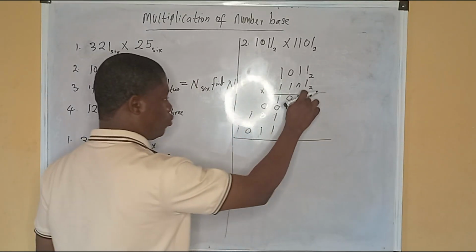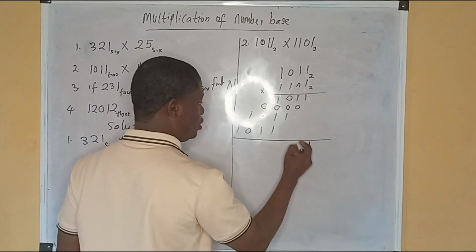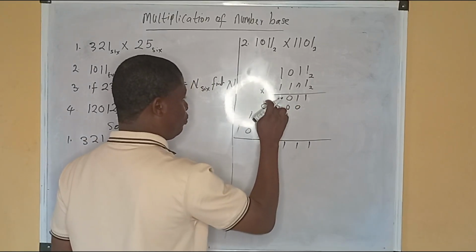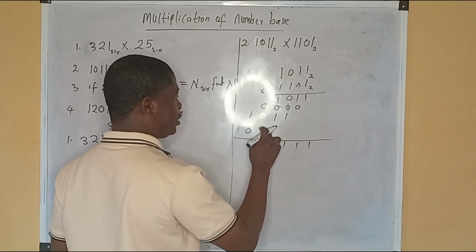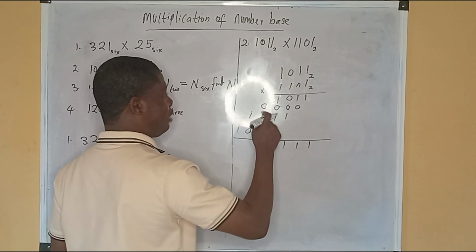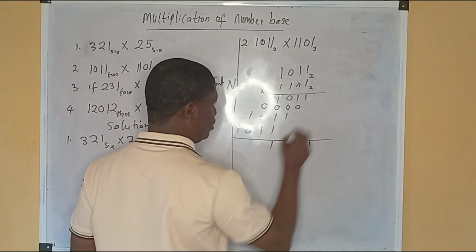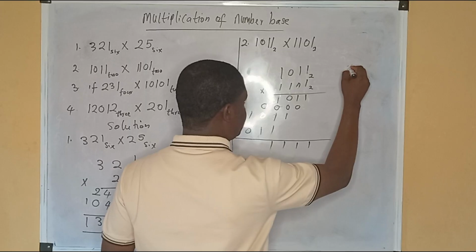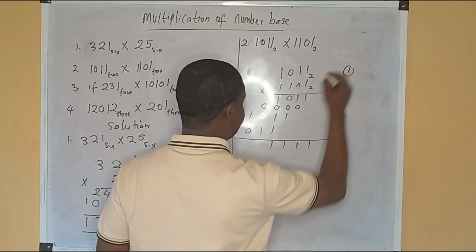Okay? So this is 1. 1 plus 0 is 1. It's not up to 2. 0 plus 0 plus 1 is what? 1. 1 plus 0 plus 1 plus 1 is what? 3. 3 is more than 2. So you have to subtract 2 from it. So 3 minus 2 is what? 1 remaining. So we subtracted 2 once. So we're having 1.